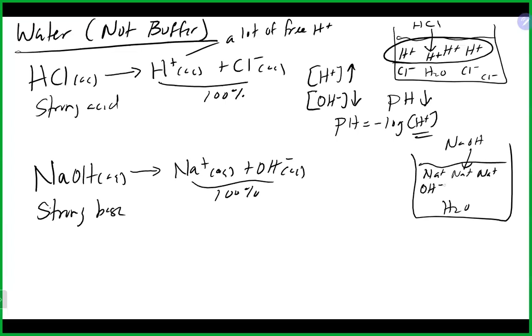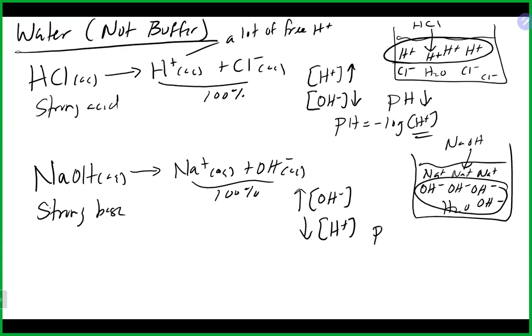But more important is we have a lot of hydroxide ions that have now been formed, a lot of these free hydroxide ions. And what that means is the concentration of OH minus increases, the concentration of H plus will then decrease, and we will actually see the pH go up because now we have a smaller amount of H plus, and that will give us a higher pH value in this case.